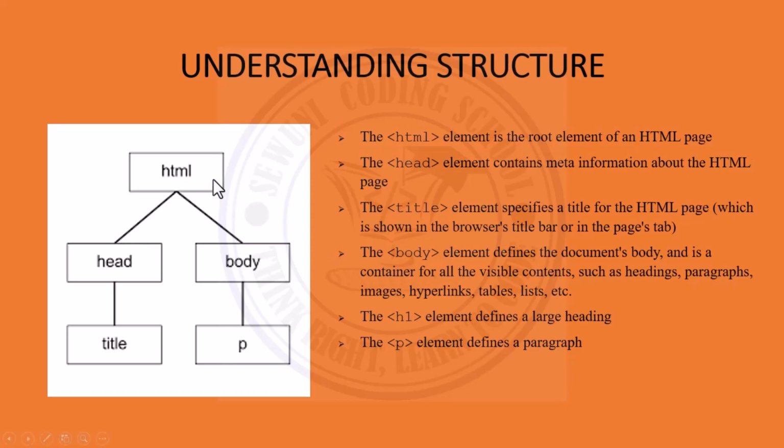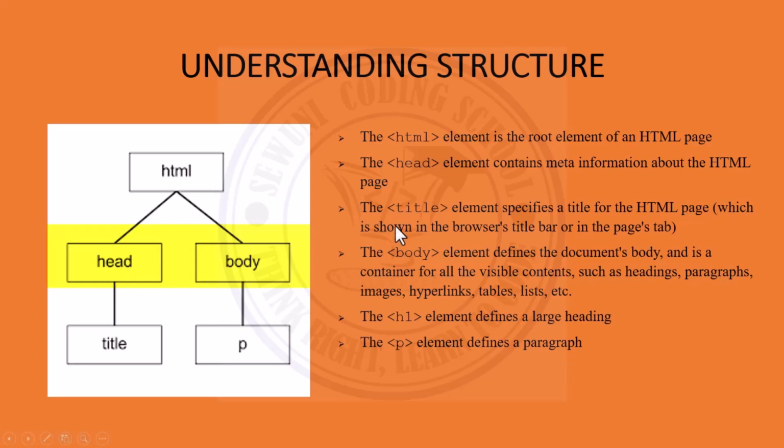Now the HTML has two main branches. That is the head and then the body. These are the two main things that make an HTML document. So HTML is like the mother element. It has two children, which is the head and then the body.